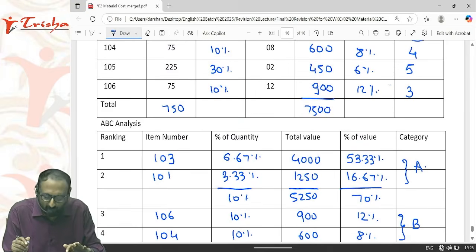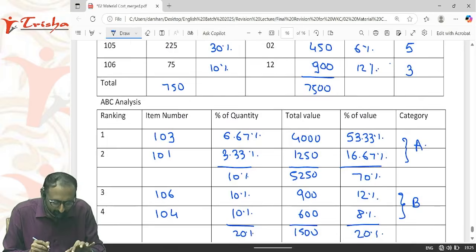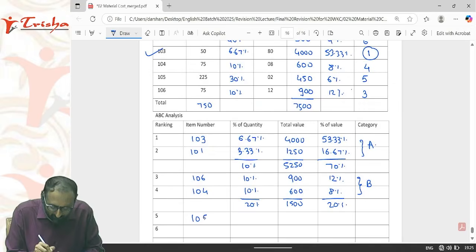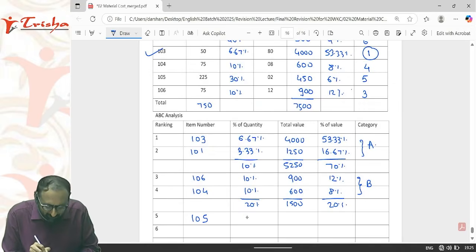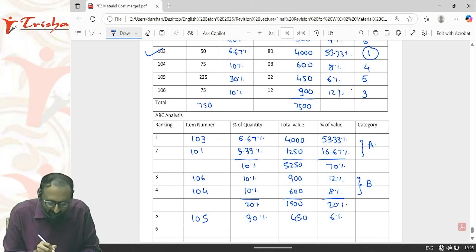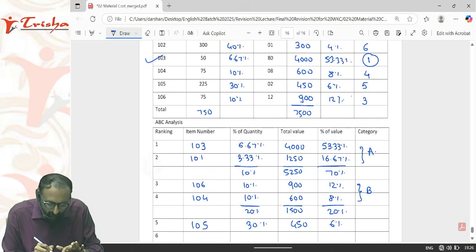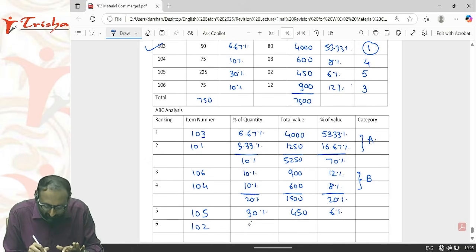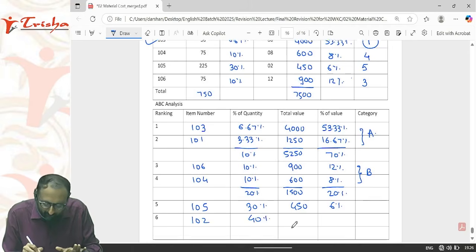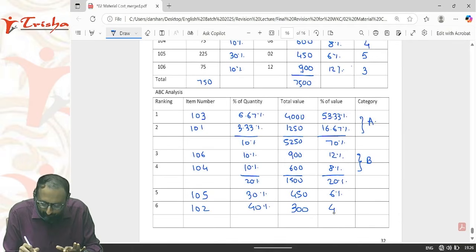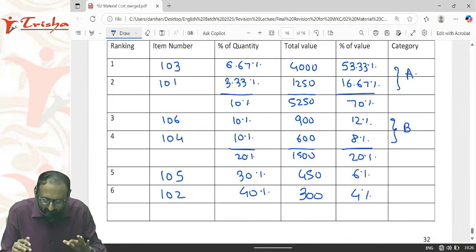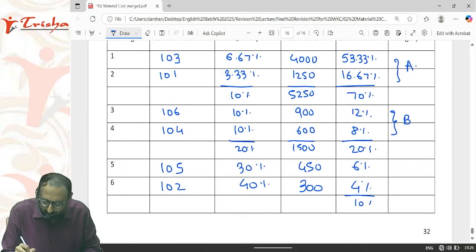Fifth rank product is 105. Correct, sir? Fifth rank product is 105. If you check there, percentage is 30%. 450 is value, 6%. And the last item, the sixth rank product, is 102, 40%. And amount will be 300. It will be 4%. Yes, Sirji. You can check now: 10%, 70%. It will be your C category.